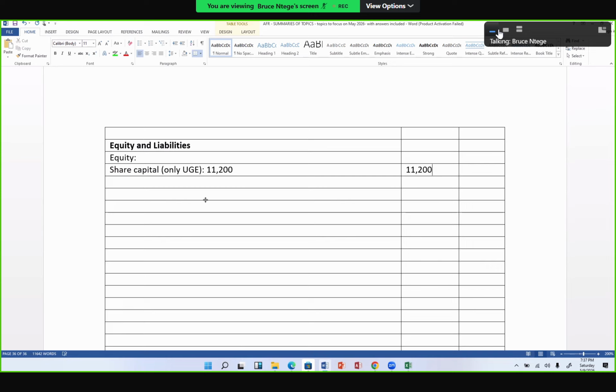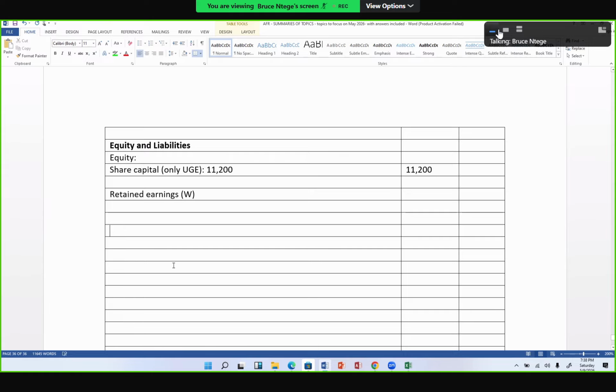Then the next line we see in here is the retained earnings. Now we needed a working for retained earnings. I'll go back and start it, because I remember we didn't put it. Also the working for non-controlling interest, we didn't have it. So I'll have a working for that.